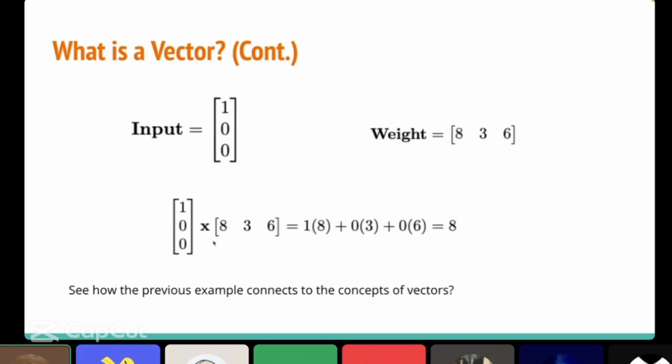All right, so now you see 1 times 8 plus 0 times 3 plus 0 times 6 equals 8. It's the same thing as how we got it previously, except that this time we are multiplying using vectors and matrices instead of multiplying one by one and then connecting them. So this is how a vector is used.